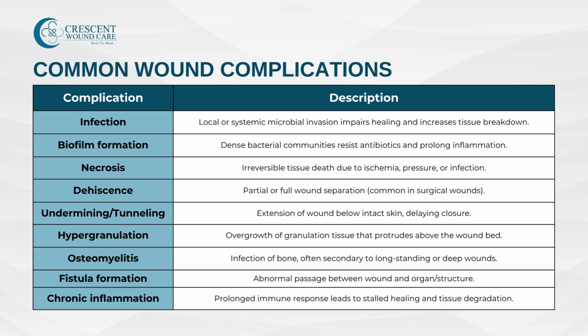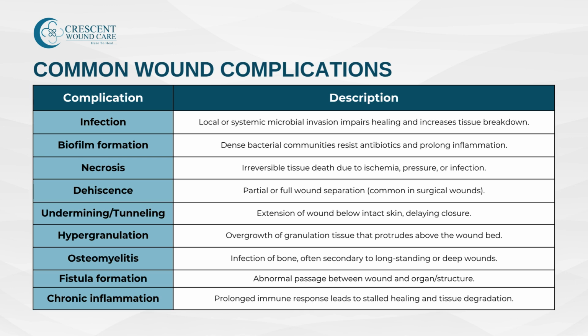Let's walk through some of the most important complications in wound healing. These are the ones we see often in clinical practice. Infection. Whether it's surface level or systemic, it leads to inflammation, cell death, and impaired healing. Biofilm. This is like a protective bubble of bacteria, making them resistant to antibiotics and hard to remove. You can't see it easily, but it's a major cause of chronic, non-healing wounds. Necrosis, or dead tissue. It's a breeding ground for bacteria and acts like a physical and biological barrier to healing.